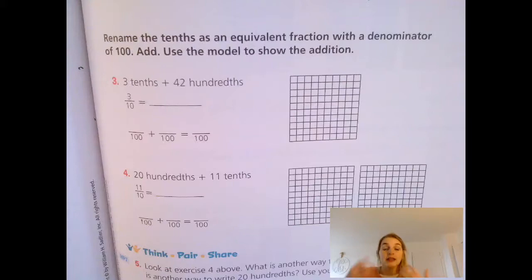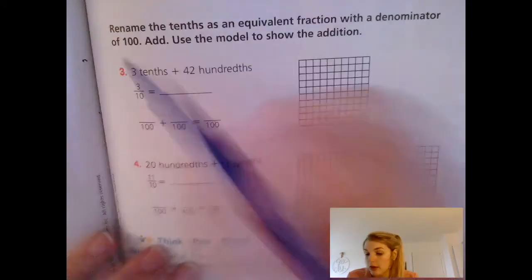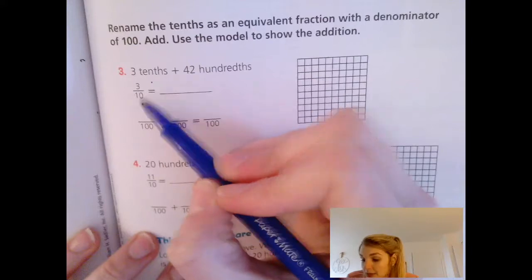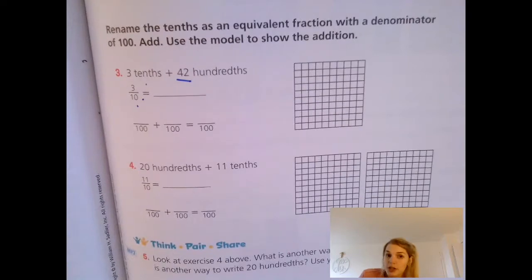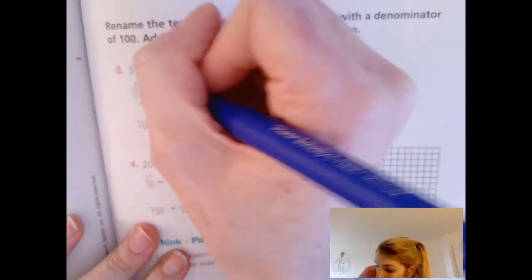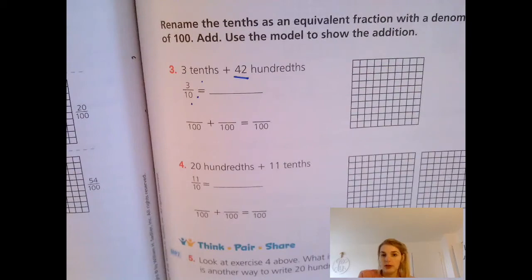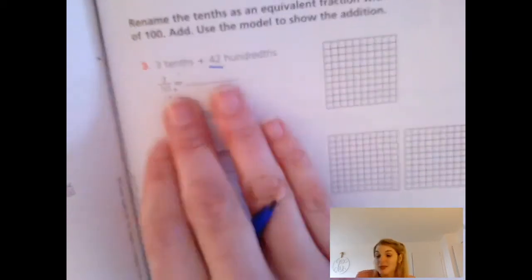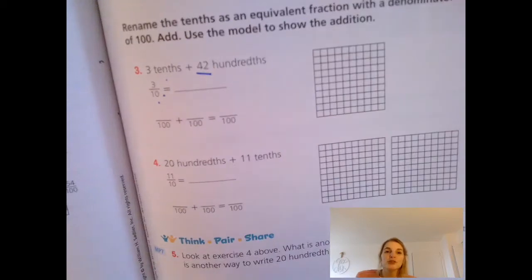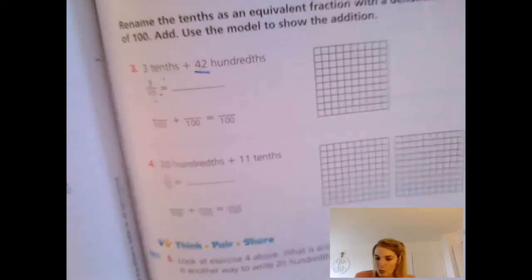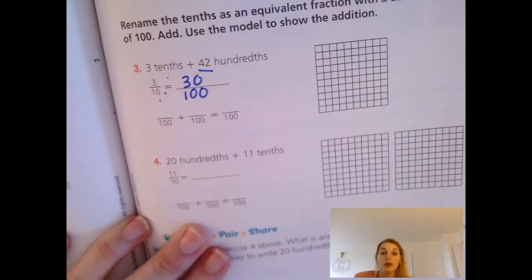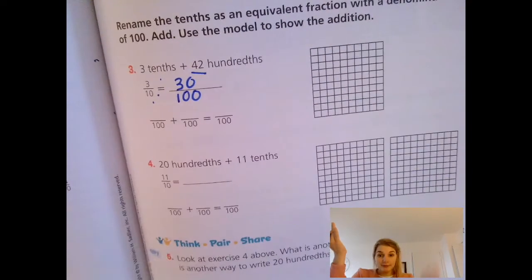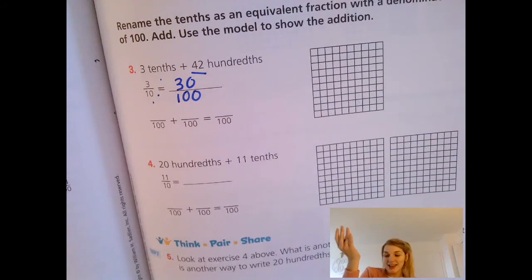So 3/10, that means 3 out of 10 of the whole. 3/10 is equal to how many 42 hundredths? So what I'm going to do is write 3/10 we have here. And at first it wants you to do what it's equal to. Well, 3/10 is the same thing as 30 100ths. Because if you multiply the top by 10, you have to multiply the bottom by 10.